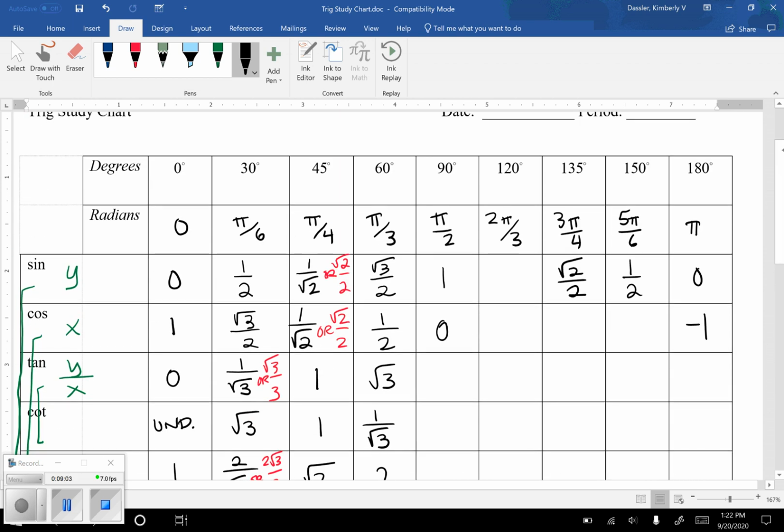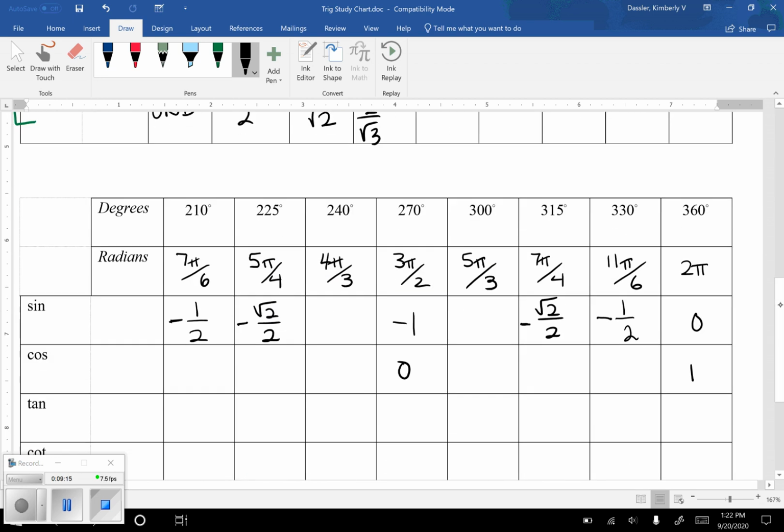Going back up to the pi thirds reference angle, we know it's root 3 over 2. So in the second quadrant, it will also be root 3 over 2, and stay positive in the second quadrant for sine. But in the third quadrant and the fourth quadrant, we've still got the sine value for pi thirds, but it will be negative in this third quadrant and the fourth quadrant.